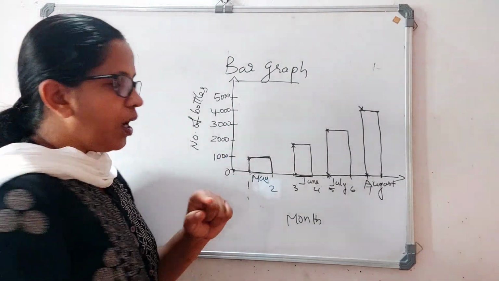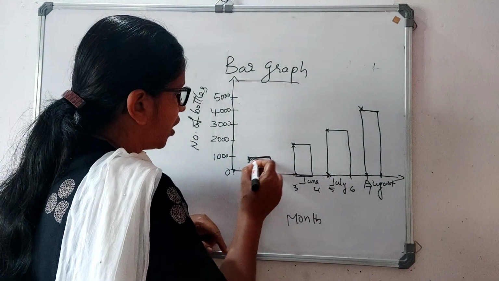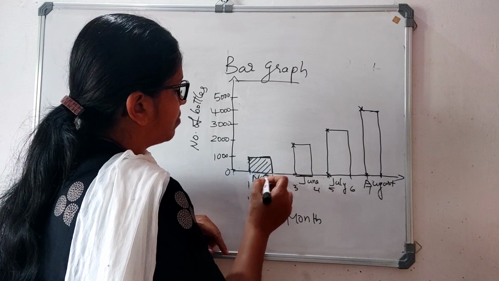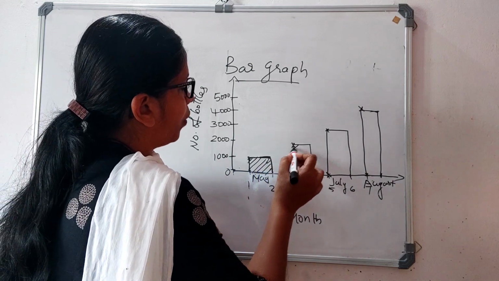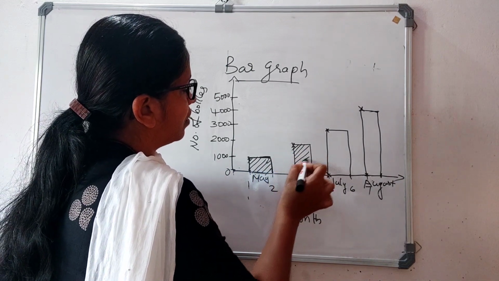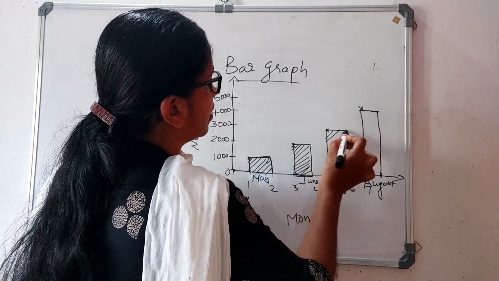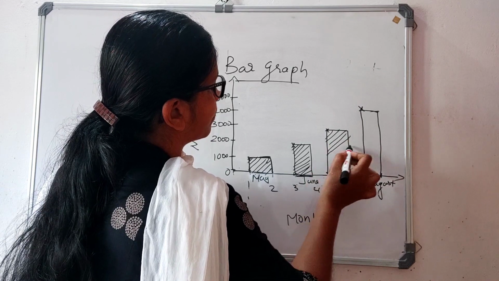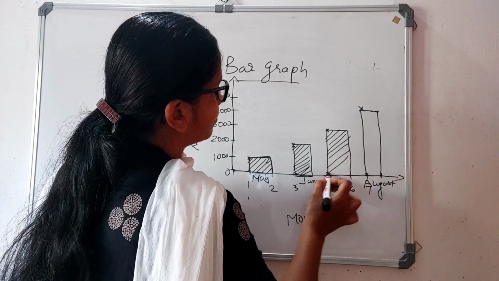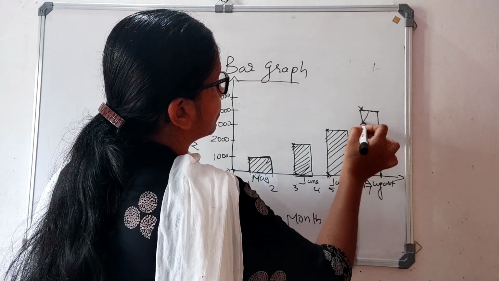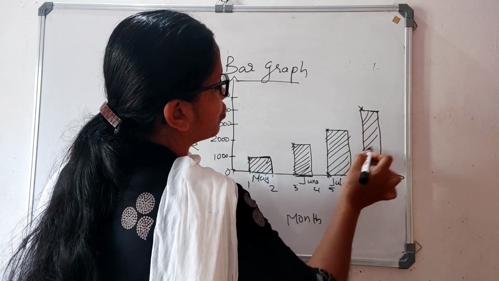One more thing you can do, after drawing the bars, you can shade them. You can simply shade with a pencil. No need for full covering, just shade it. Okay, I'm just simply shading it. Okay, all the bars I have shaded.